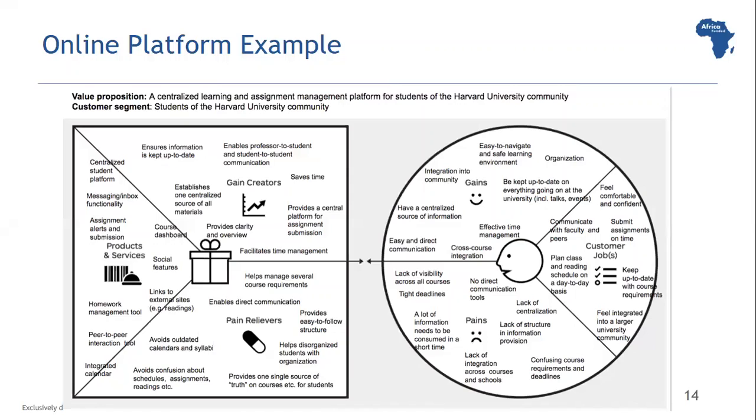Here there's an example for an online platform. I think some of you provide IT mobile products that to a certain extent are a platform. And this one is already worked out for a learning platform for Harvard. So look at it, and you see on the right side a specific job the customer wants to get done, their pains, their gains, and also the offering of the product.